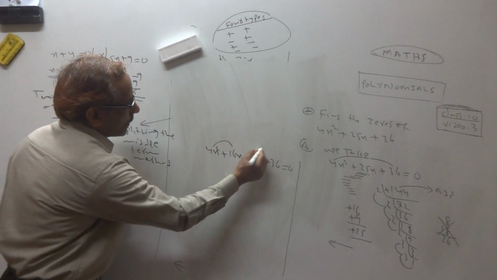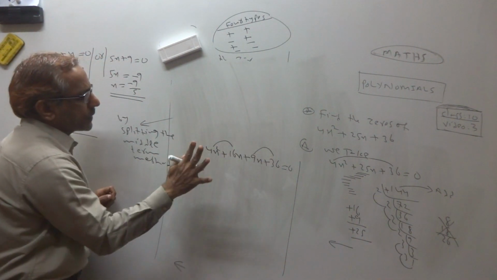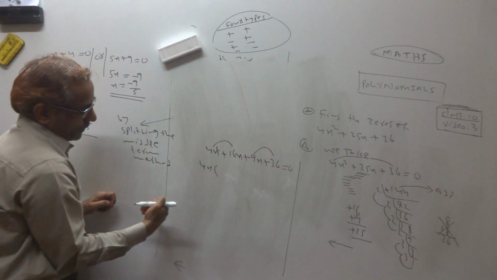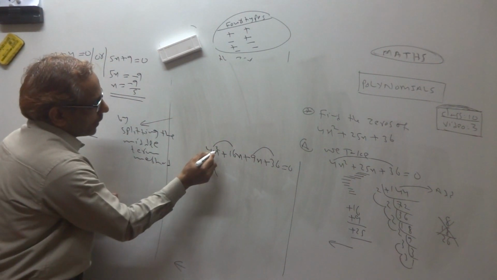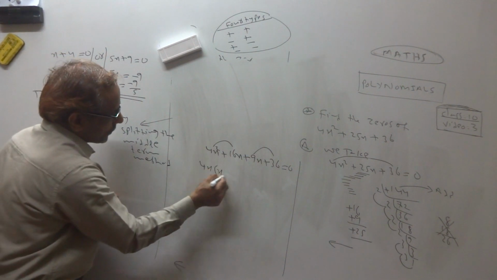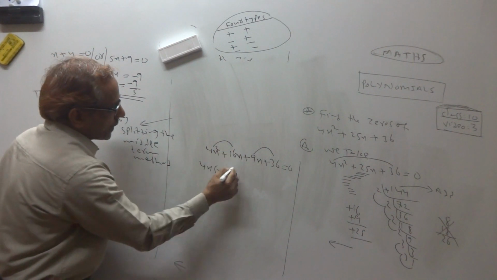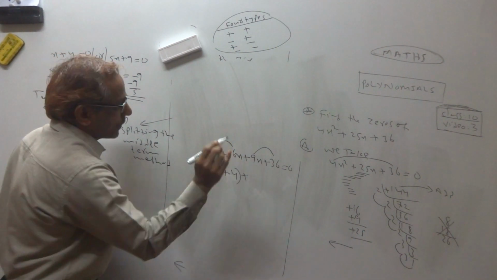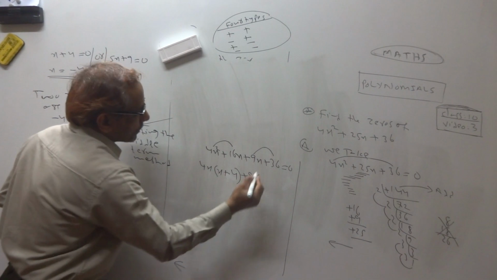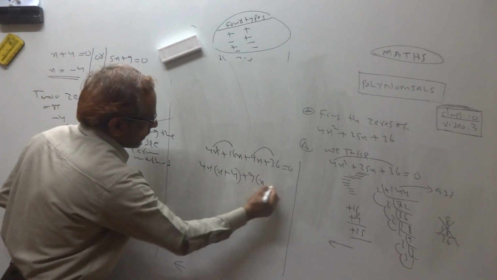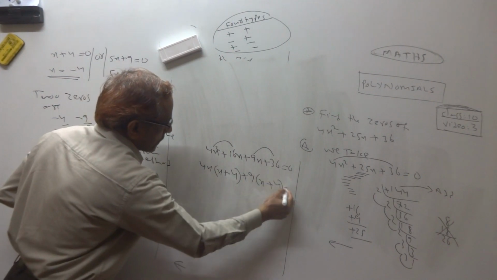Then we take common. See what is common here? The highest number, 4. 4 divides both. So 4x common, and x is left. 4 4s are 16. X is common. Finished? 9 common, because 9 divides both, so x left. 9 4s are 36.